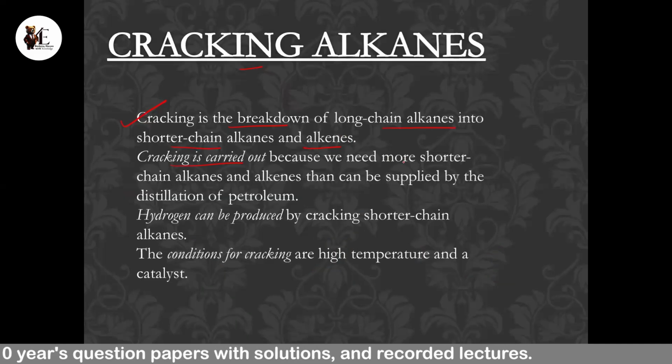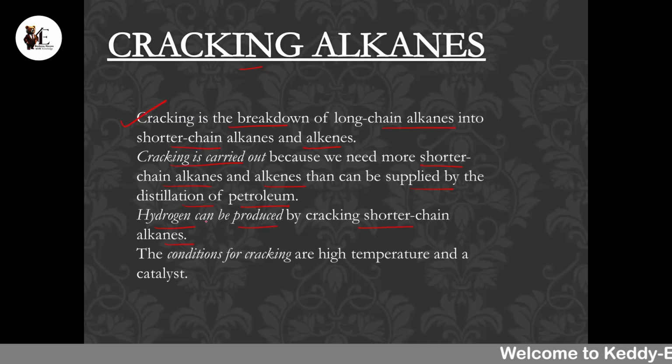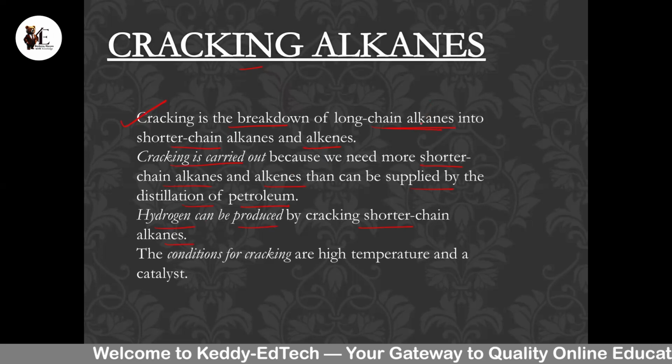It is carried out because why is it done? Because we need shorter chain alkanes and alkenes than can be supplied by the distillation of petroleum. Because in some processes we need shorter chain alkanes. That's why we use this cracking. Hydrogen can be produced by cracking. So your long chain alkanes are cracked to produce shorter chain alkanes, alkenes, and hydrogen.